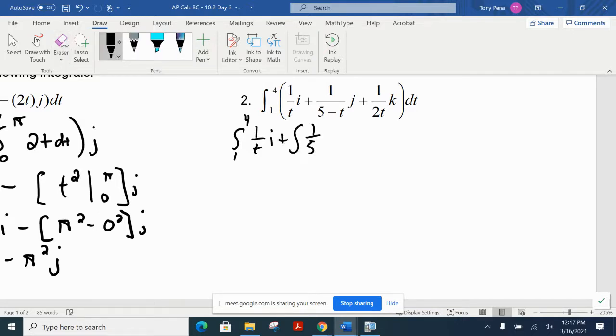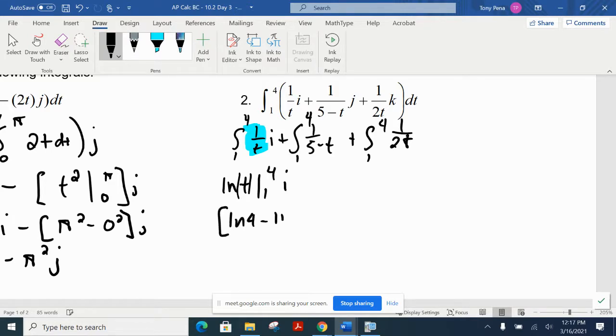So let's split these up. And then 1 to 4, and then 1 over 2t. The first two are the big ones that I want to make sure we're squared away on. All of them are kind of important. This is our basic natural log. So I want you to understand, when we just have 1 over t to the first, this is definitely the natural log of t from 1 to 4 as our i. And then you're going to plug in the upper limit minus your lower limit. Natural log of 1 is going to be a 0. So we just get the natural log of 4 as our i term.